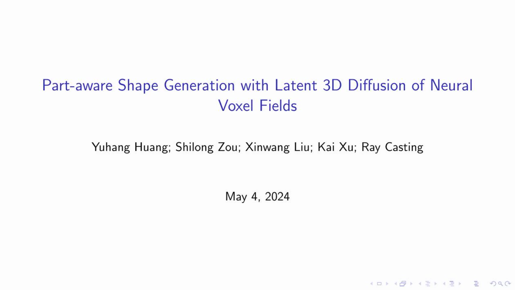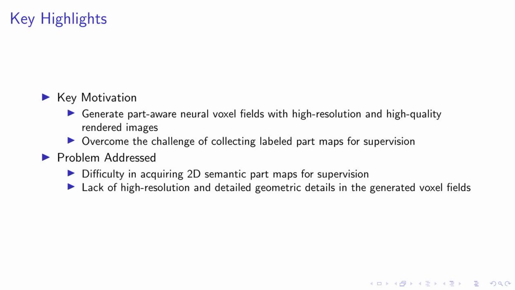Today, we're excited to share our research titled Part-Aware Shape Generation with Latent 3D Diffusion of Neural Voxel Fields. We've developed a novel method to generate high-resolution, part-aware neural voxel fields, overcoming challenges in collecting labeled part maps for supervision. Stay tuned to learn about our unique approach and its implications in the field of 3D shape generation.